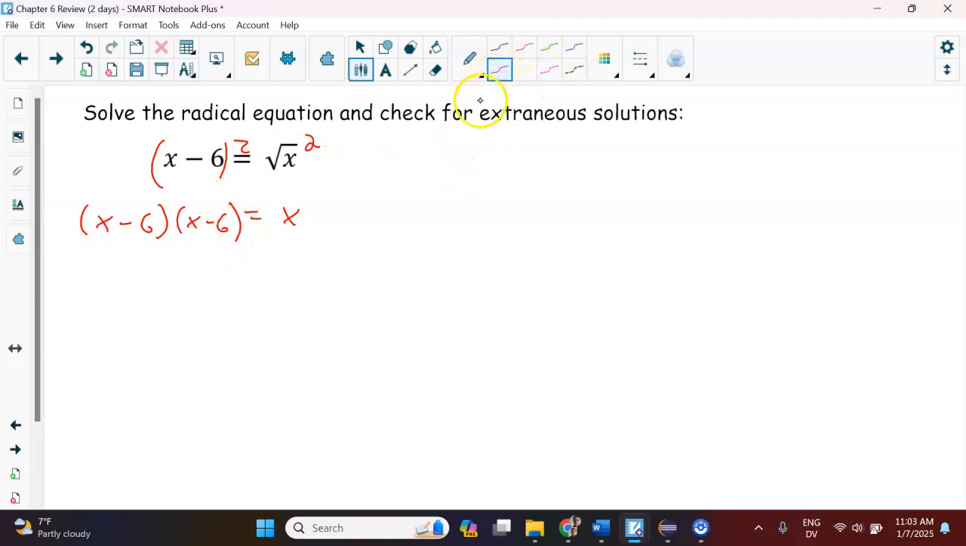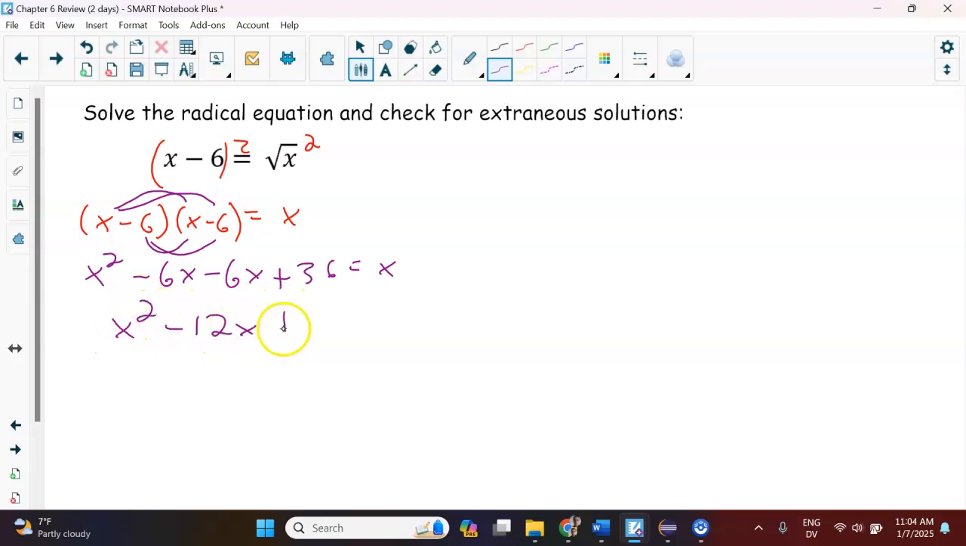Okay, so this is a little bit harder because it cleans up the right-hand side when we square, but the left-hand side kind of makes a mess. So we're going to FOIL it. X times x, x times negative 6, negative 6 times x, and then negative 6 times negative 6 is 36. Okay, and then clean up the left-hand side, combine those in the middle to give minus 12x in the middle.